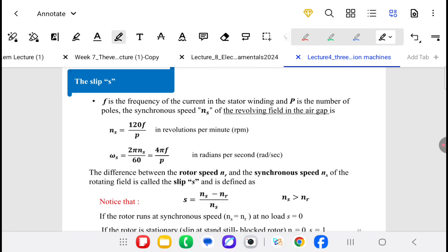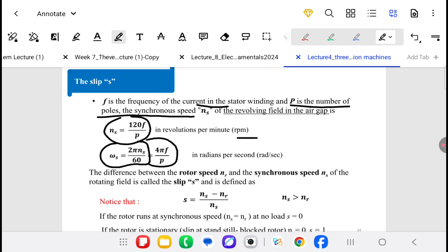Now we have another term, which is called the slip S. F is the frequency of the current in the stator, P is the number of poles, and Ns is the synchronous speed of the revolving magnetic field in the air gap. Ns is equal to 120 times the frequency over the number of poles, in revolutions per minute. For the rotating speed in radians per second, we multiply Ns by 2 pi divided by 60, or we have 4 pi f divided by the number of poles, in radians per second.